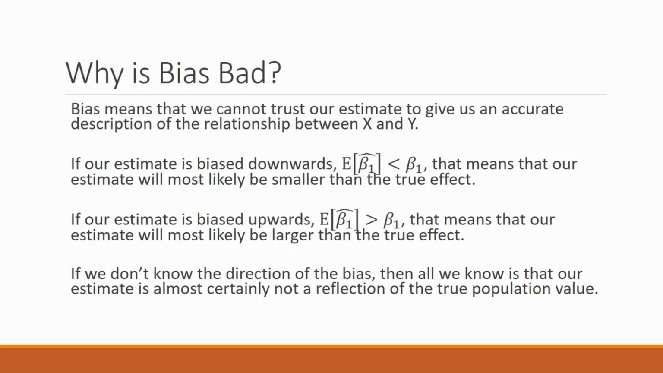So bias is a big problem. It is the biggest problem. It's the problem that we are going to be talking about all the time in this class and all the time in my other class. When you're doing research, you need to think carefully about bias, because if your estimates are biased, then you can't trust them to give you an accurate picture of the relationship between your dependent variable and your independent variable.